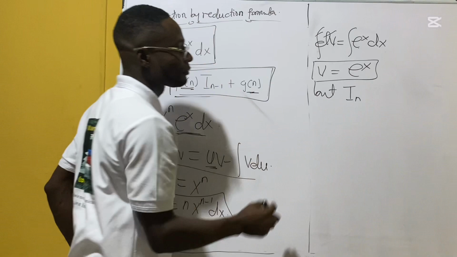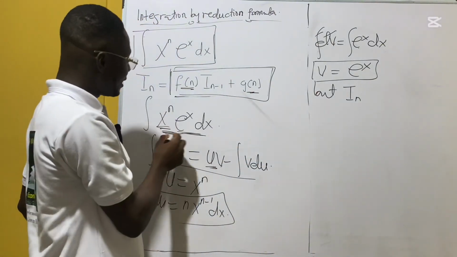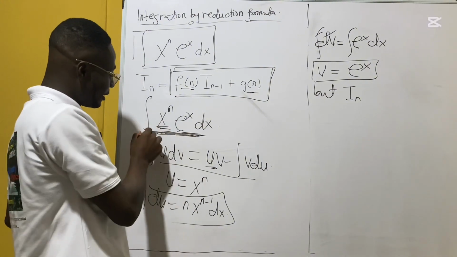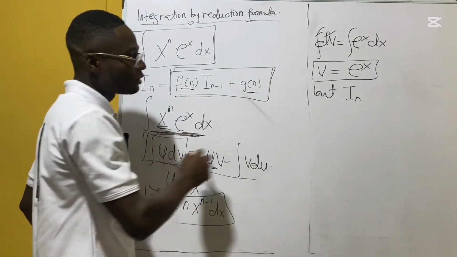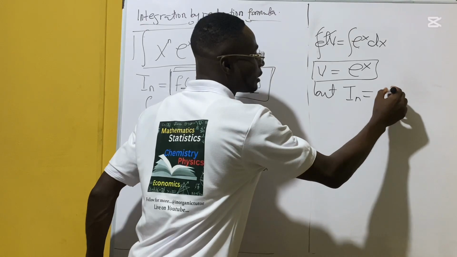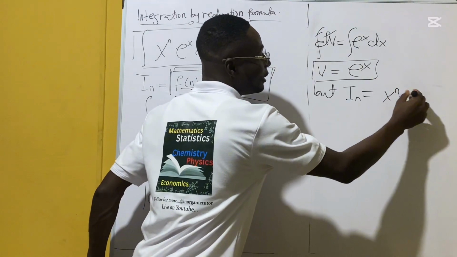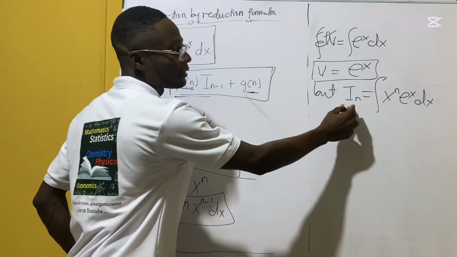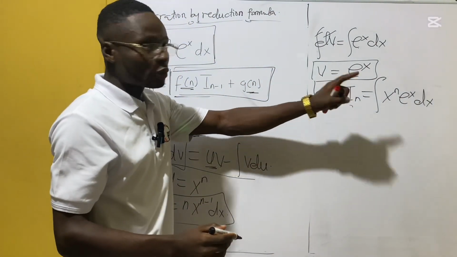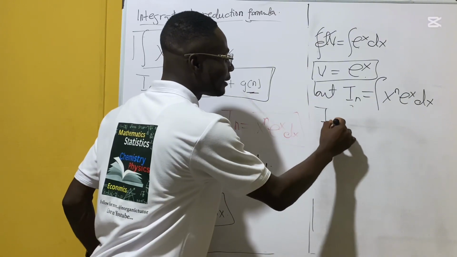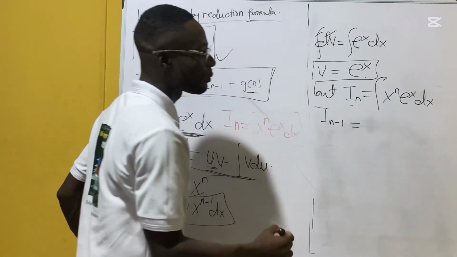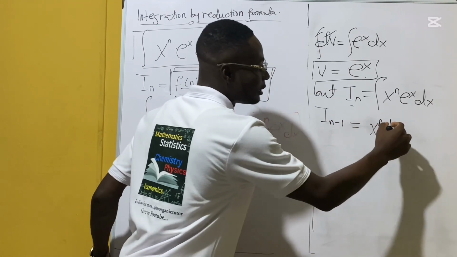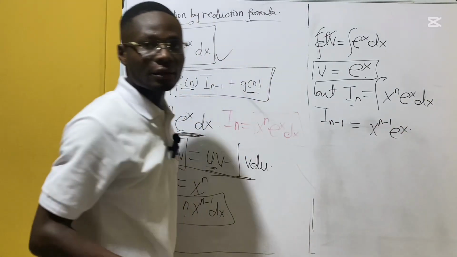We know that I_n, which is this function, is equal to the integral of x^n e^x dx. That is the I_n. The I_(n-1) is equal to the integral of x^(n-1) e^x dx.